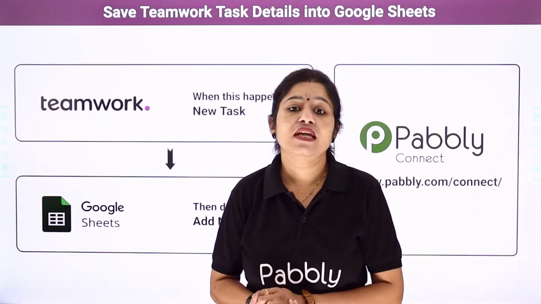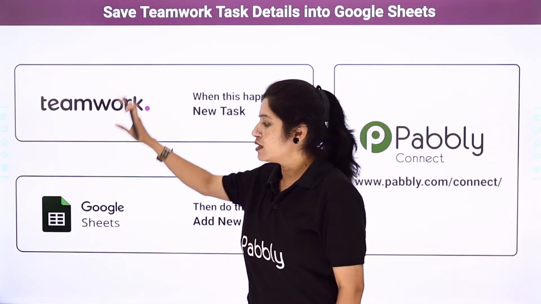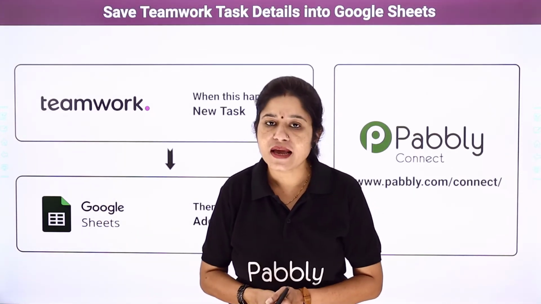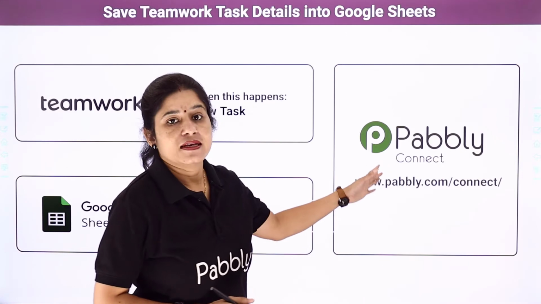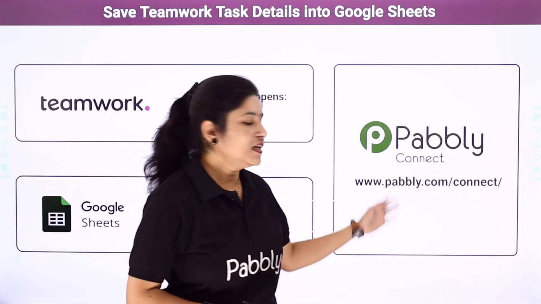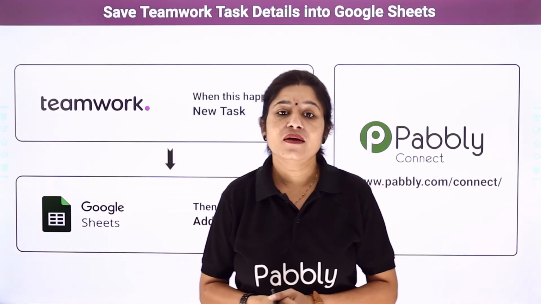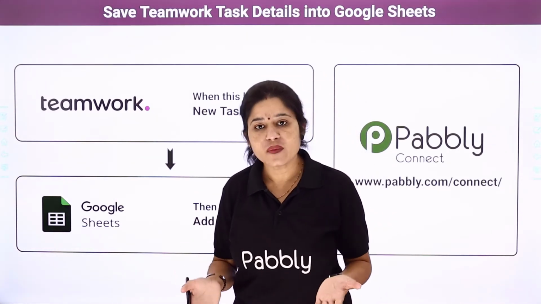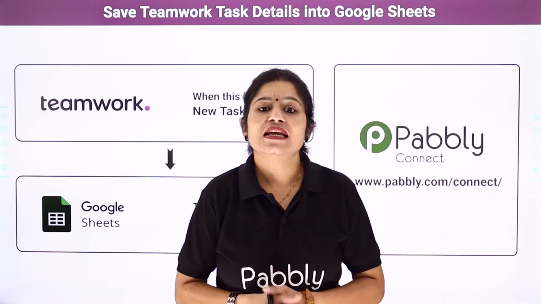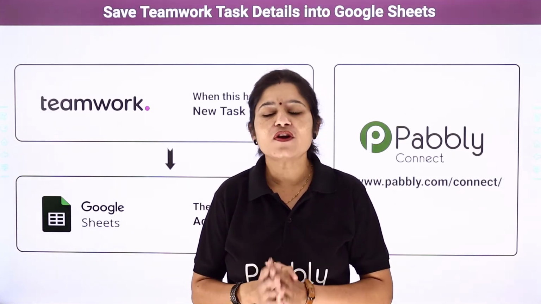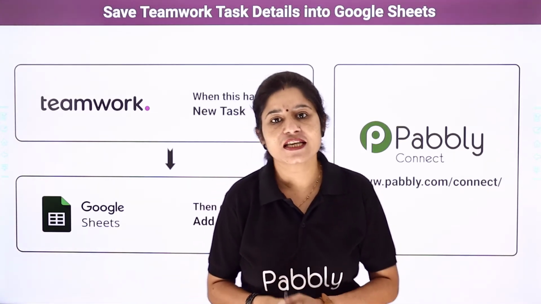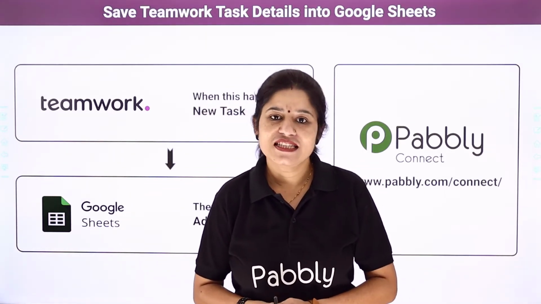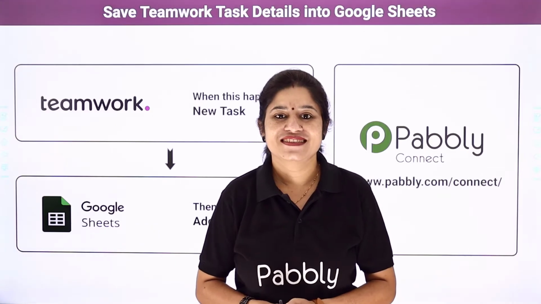For this, we need to create a connection between teamwork and Google Sheets. So in order to create a connection, we are going to use a software application named Pabbly Connect. So basically, Pabbly Connect is an automation and integration software which will help us in integrating both these software applications automatically. The best part here is it doesn't require any coding skills or programming knowledge. Even a non-technical person can use this software application very easily. So let us learn the integration process now on my screen.